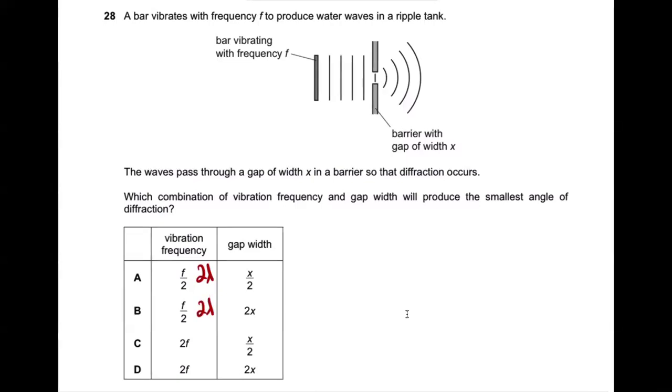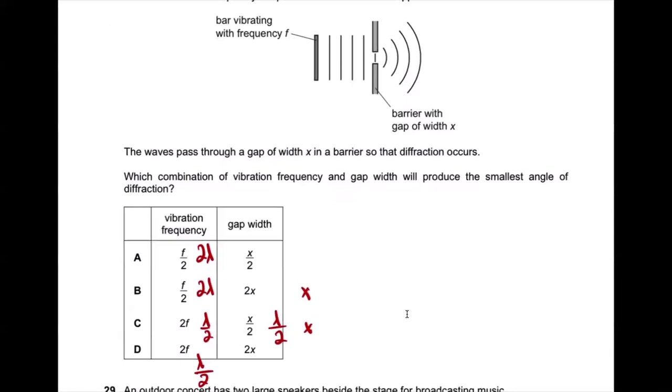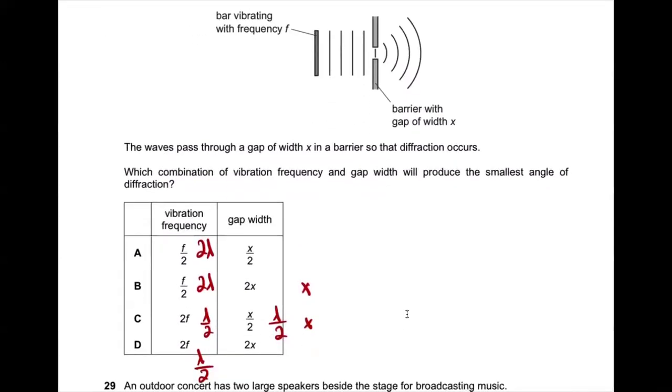C is when you have a halved wavelength and halved gap width, right? So this also does not have any major effect because it's still pretty much equal. And then there's D, which is doubling the frequency, so halving the wavelength, and doubling the gap width. All right. So now, which one do we select out of A or D?